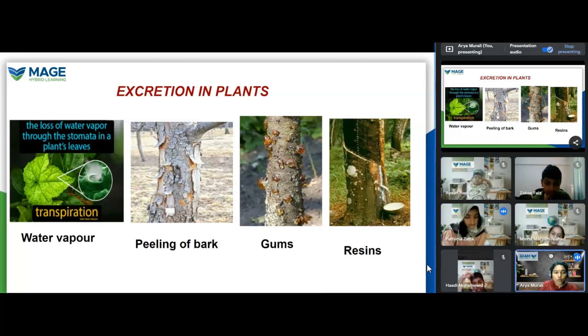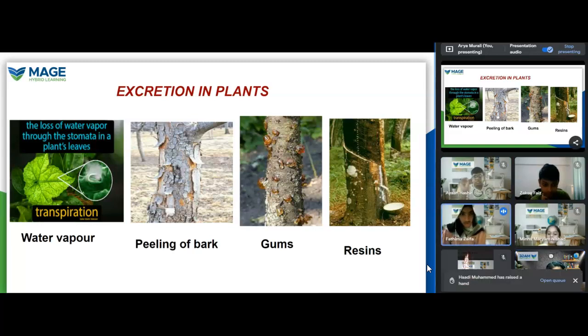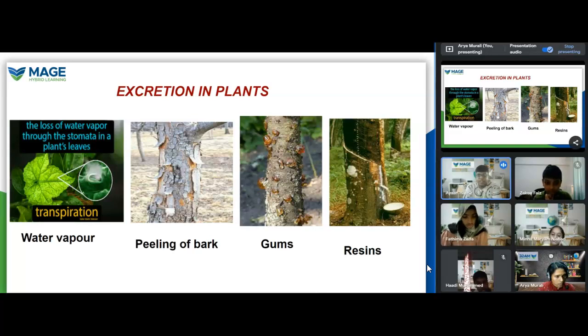Is anything familiar to you? Anyone? Gums, resin. Have you seen that rubber tree? How many of you have seen that plant, the rubber tree and the cutting of that rubber? Hadi Muhammad has seen it. Ayan, have you seen that? I've not seen cutting, but I've seen a rubber tree. Don't you see it in movies at least? In Malayalam movies? Yeah, I have seen videos. I have seen it in pictures. Okay. So the resin that comes out of a rubber plant is actually a waste material, and we can use it as a useful product. That's why we cut it and take it for our use.